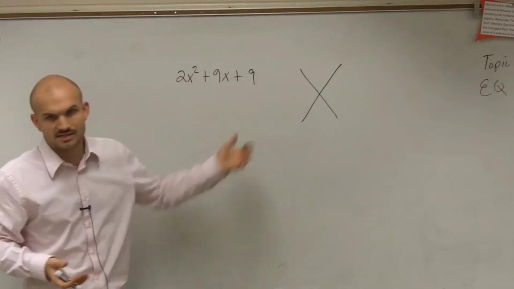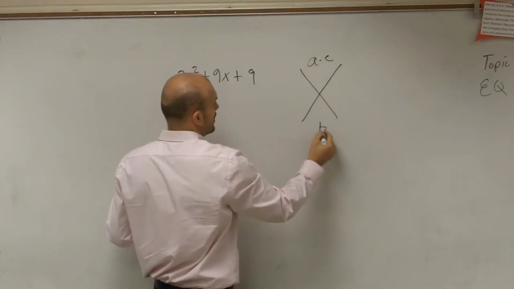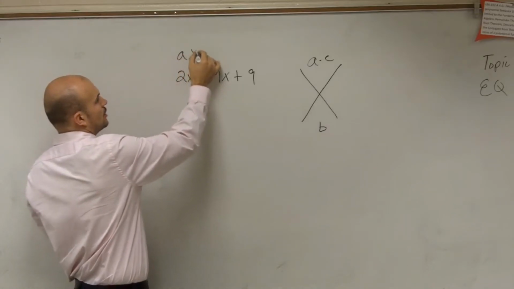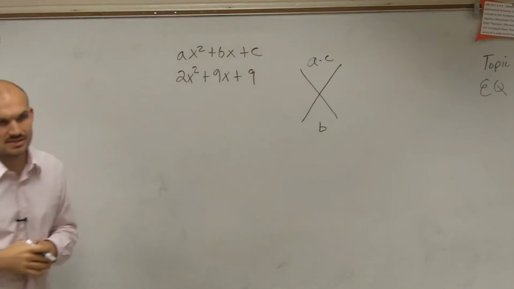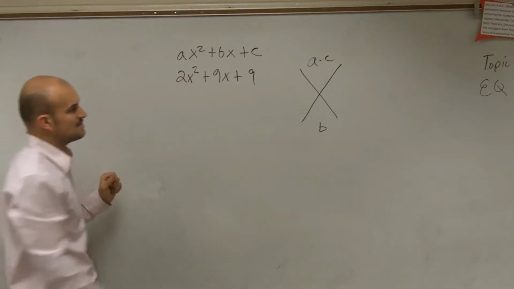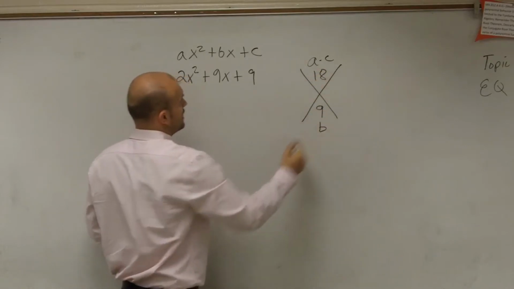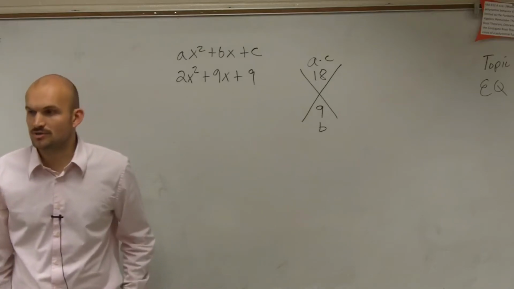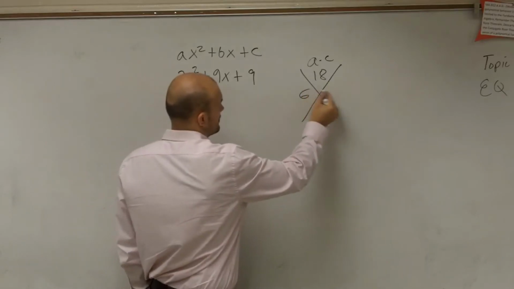One of the methods is what I'm going to explain, which is to take your a times c and then add to find out what your b is. Remember, all quadratics can be written in the form of ax squared plus bx plus c. So a times c is going to be 18, and b is going to equal 9. So we ask, what two numbers multiply to give us 18 but add to give us 9? Yes, 6 and 3.